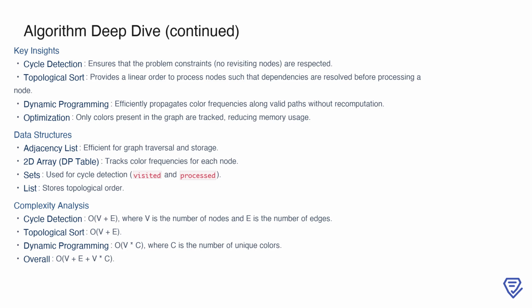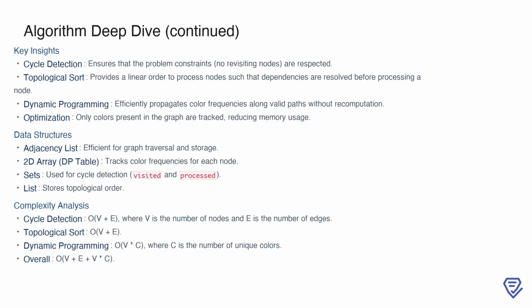In terms of data structures, the adjacency list is used for efficient graph traversal and storage, while the 2D dp table tracks color frequencies for each node. Sets are utilized for cycle detection, and the topological order is stored in a list.